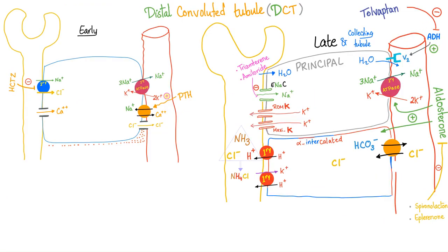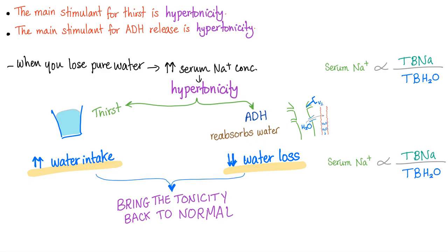Is there a drug to inhibit ADH? Yes, it's called tolvaptan. Why should I use this? You can use it in a patient who has a syndrome of inappropriate ADH secretion or SIADH. My patient has hyperosmolality and hypertonicity. What's the main stimulant of thirst? Hypertonicity. What's the main stimulant of ADH? Hypertonicity. So therefore, I will expect that your patient is thirsty and has high ADH.